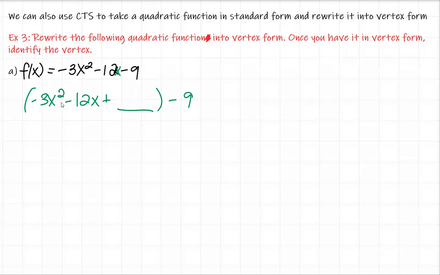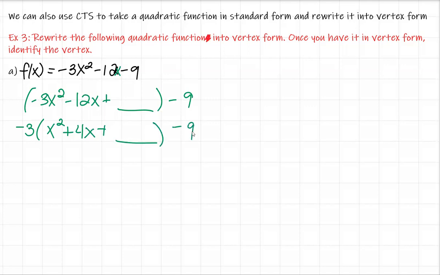Do we have a GCF here? Yes. It's not just 3, it's negative 3. So let's factor out a negative 3. Okay, what are we left with on the inside? x squared plus 4x plus this mystery number minus 9. All right, let's do that b over 2 squared. So 4 over 2 squared equals 2 squared, which is equal to 4.